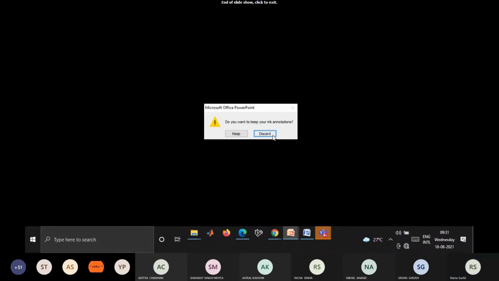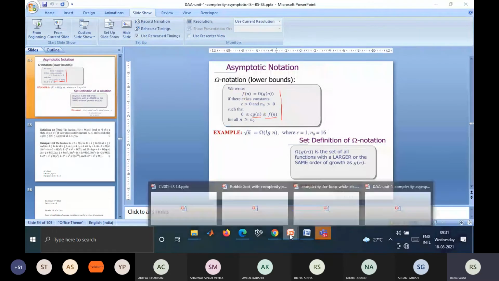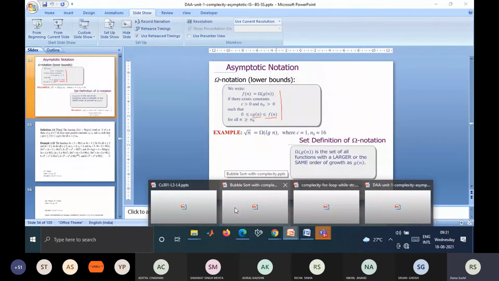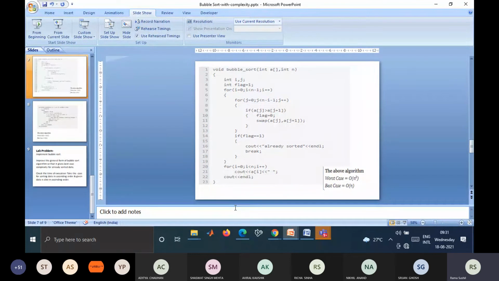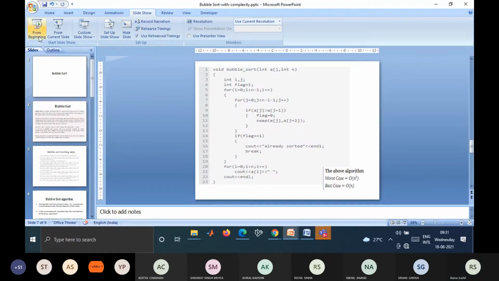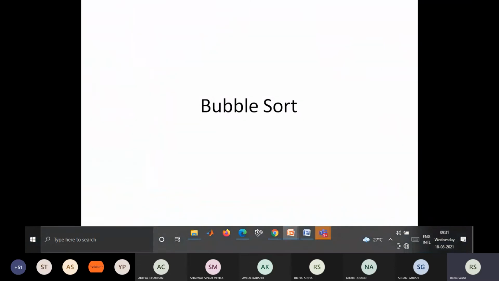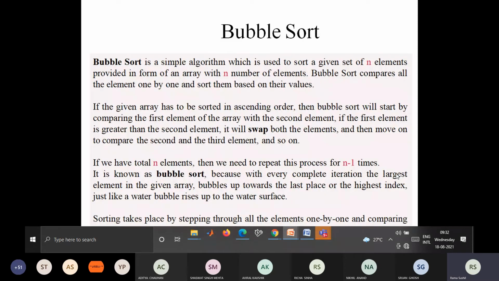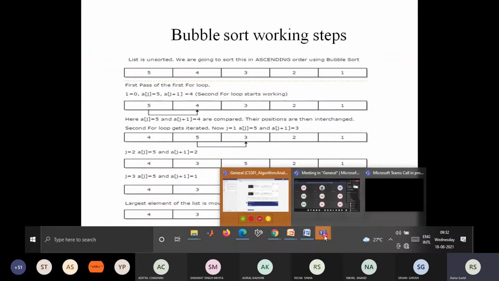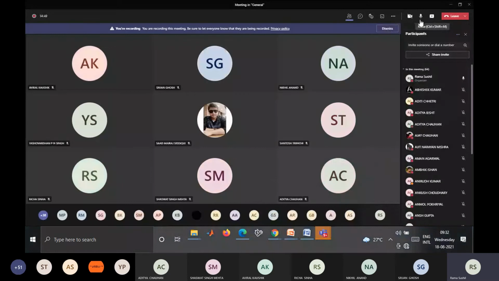Let me be specific about bubble sort and its complexity. We have already discussed that when there are two loops, an outer loop and an inner loop, the complexity is of order n square. Let me give you a few seconds. Please ask your query if any.